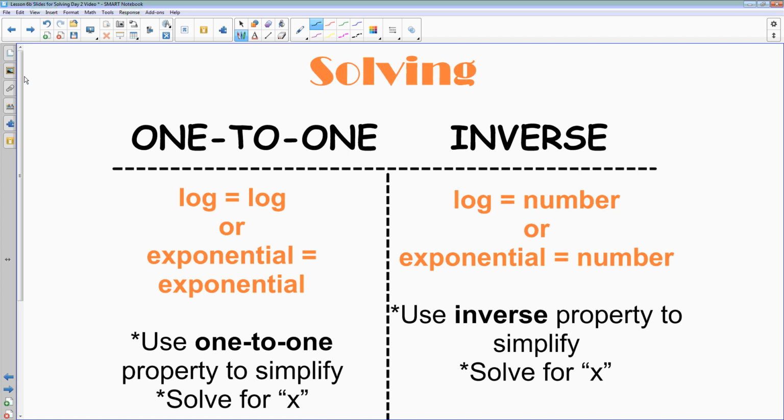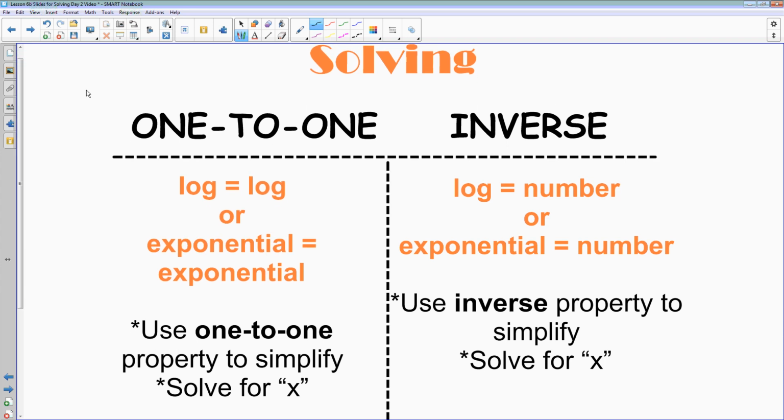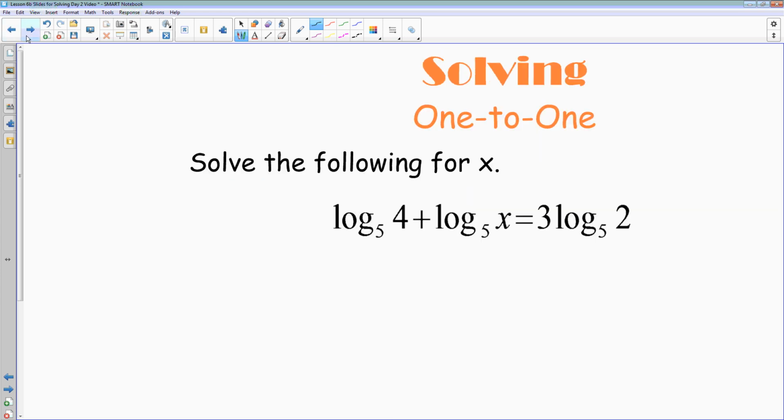For one-to-one problems, you're going to have the log equal to the log or the exponential equal to the exponential. Then you can use your one-to-one property to simplify and solve for x. For the inverse property, you're going to have a log equal to a number or an exponential equal to a number, and you'll have to use your inverse property to simplify and solve for x. So we're going to do some practice with both. This first one is one-to-one, and we're going to solve for x. At any point, feel free to stop the video, try it yourself, and then press play when you're ready.